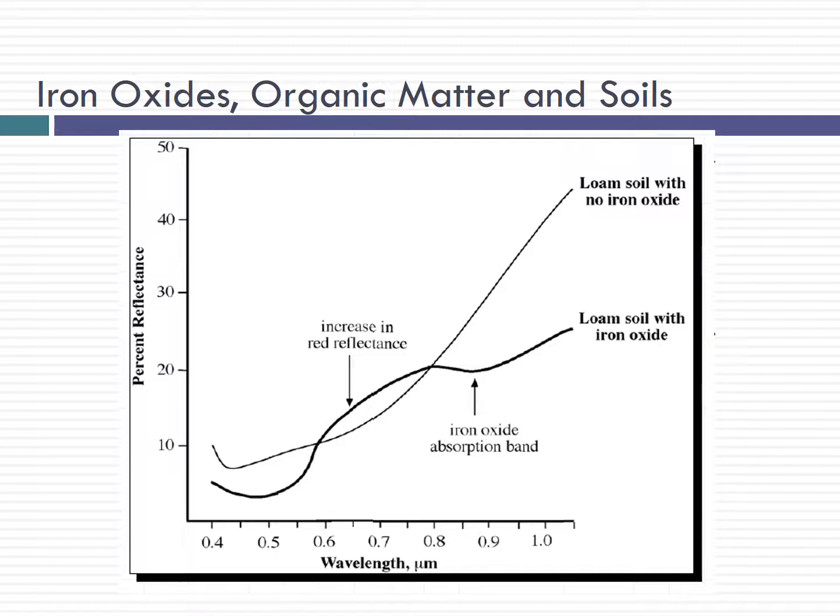Here's another example. We have this loam soil with no iron oxides, and then we have one with iron oxides. And what do we get? We get a band, a little spot there, a little dip, where we have this iron oxide absorption band. And then we have this other part where we have an increase in the red reflectance. The soils that have iron oxides are more red, so you would expect that they would have a higher percent reflectance in the red wavelength because that's what we see.